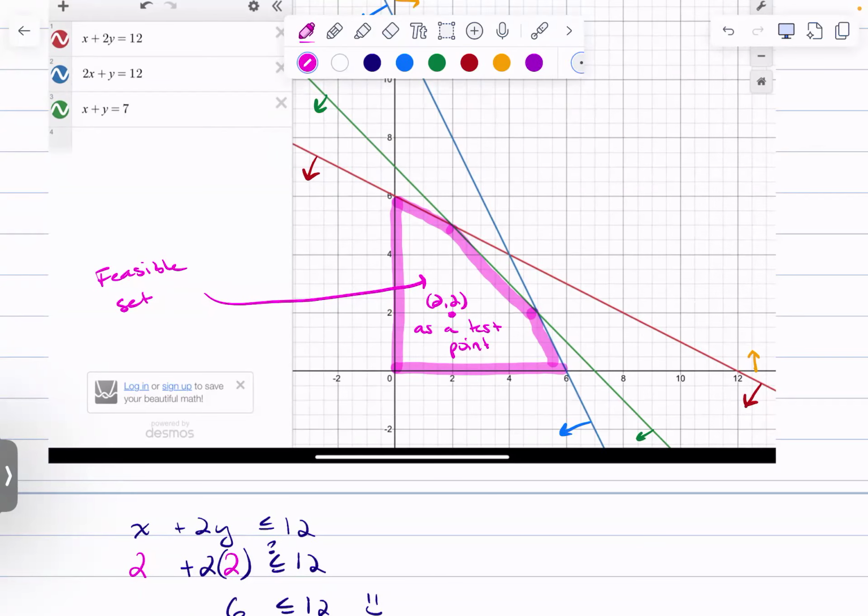Now, why did we find the feasible set? Because our objective function, the profit, will be maximized at one of the vertices of the feasible set.